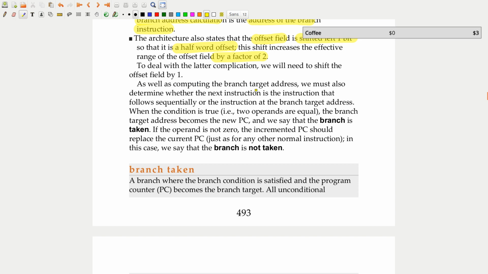So as well as computing the branch target address, we must also determine whether the next instruction is the instruction that follows sequentially or the instruction that is the branch target address. So we don't want to waste a bunch of time calculating some value that turns out to be wrong. So typically we can calculate both of these values, the next PC as well as the branch PC, in parallel. And then we can use the control logic to say if the branch is taken or if the branch is not taken.